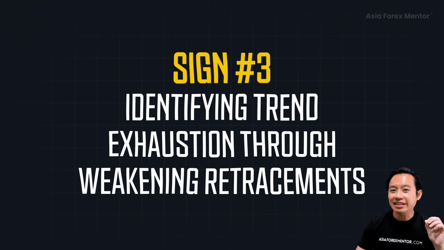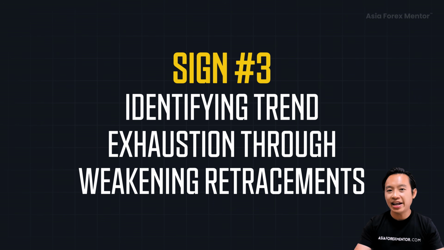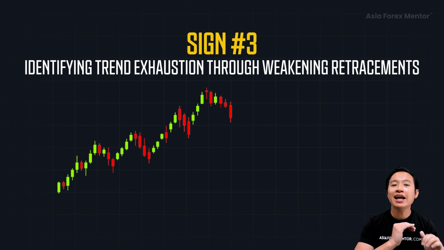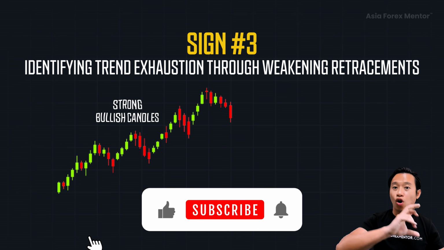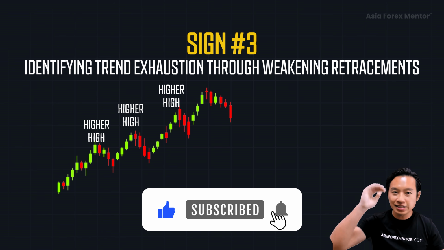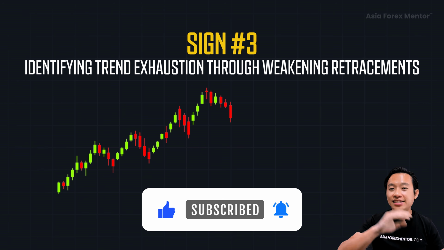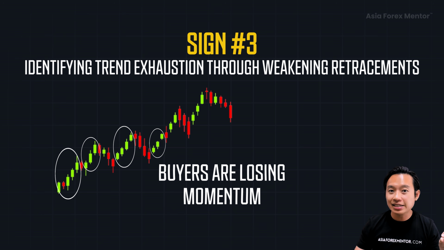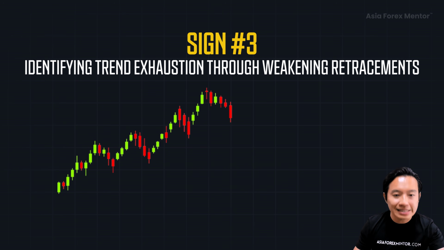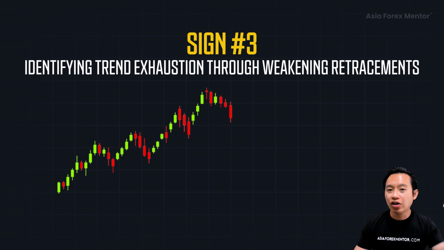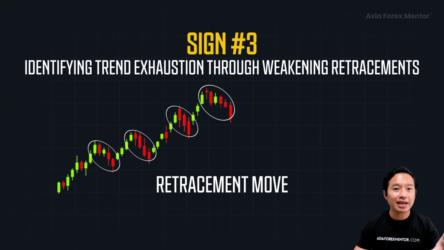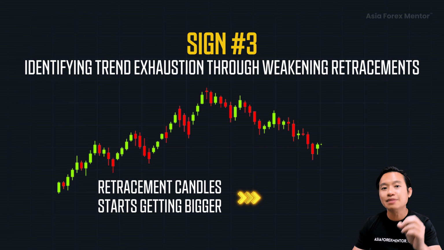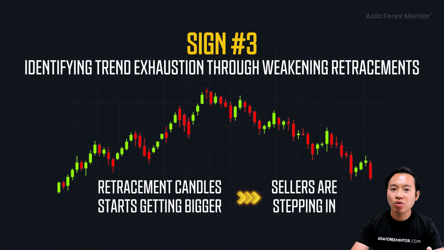Number 3, identifying trend exhaustion through weakening retracements. In an uptrend, you will typically see strong bullish candles forming higher highs, higher lows. But as the trend weakens, these bullish candles start shrinking, showing that the buyers are losing momentum. At the same time, look at the retracement move, when the market pulls back against the trend. If the retracement candles start getting bigger, the sellers are stepping in with more strength.